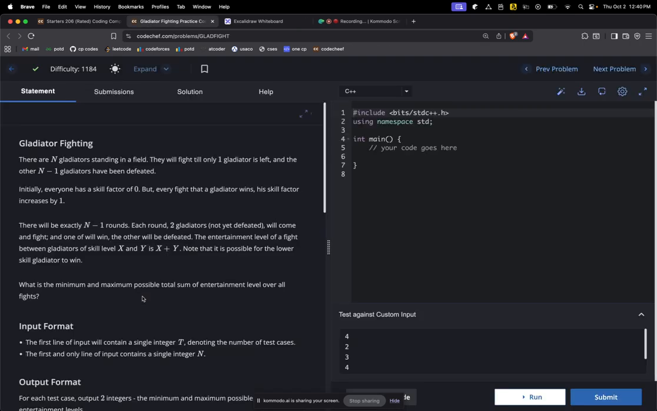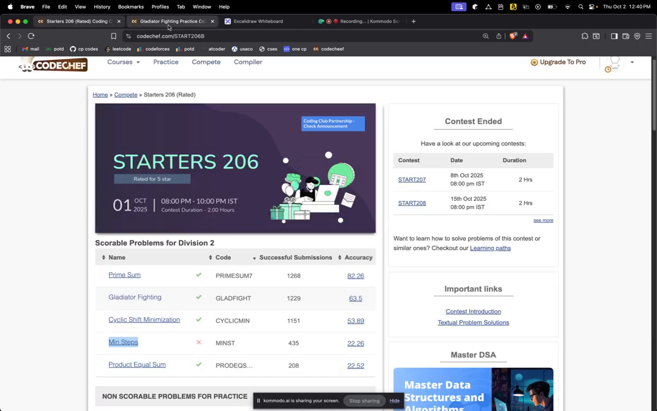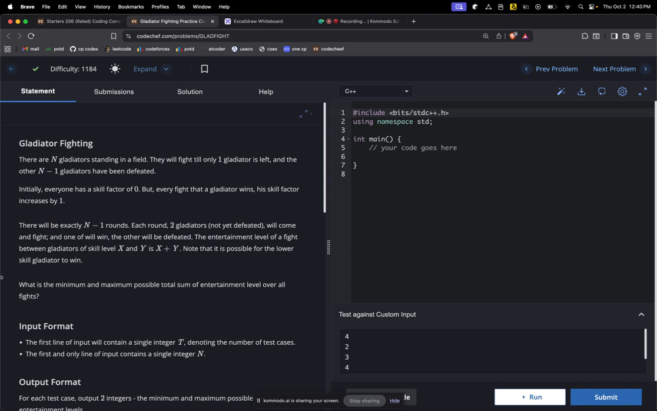Gladiator fighting. And this is the second question or the third question? Okay, this is the second one. There are n gladiators standing in a field. They will fight until only one gladiator is left.